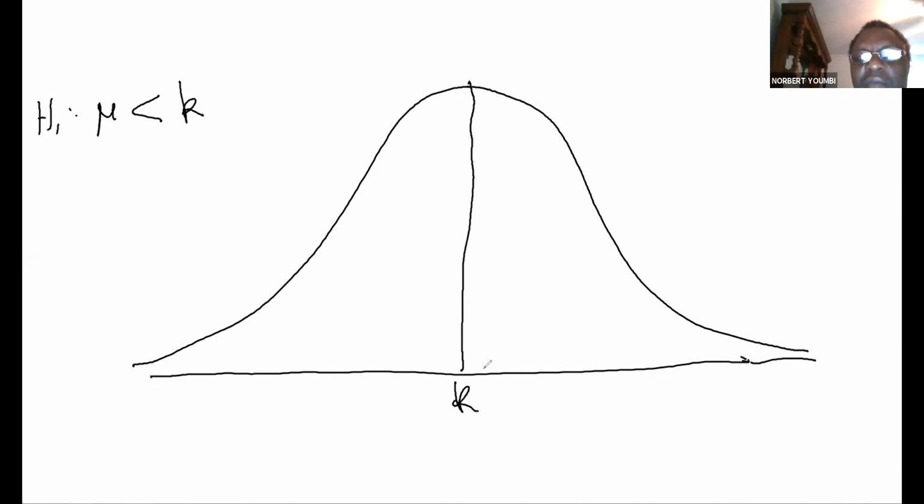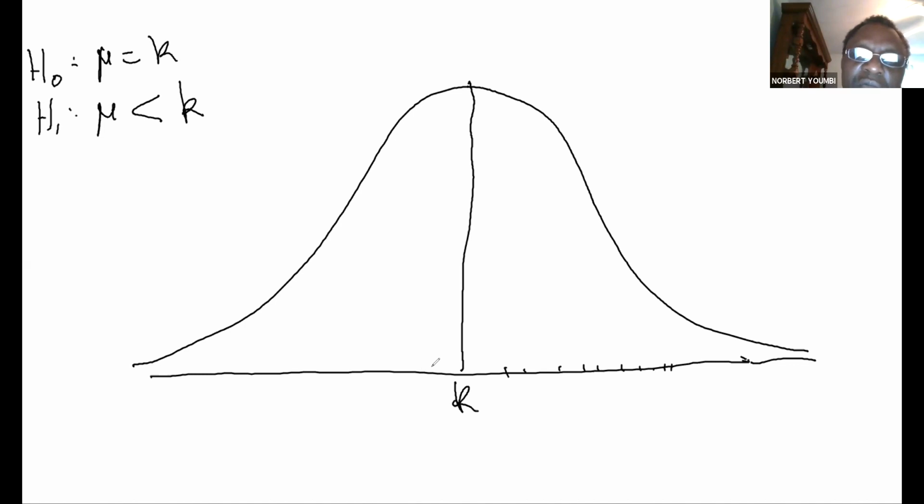So if we take our sample and the mean is to the right of K, then it is consistent with the null hypothesis, which is that the mean is greater than or equal to K. Even though we write it equal to K, we understand from the alternative hypothesis that we mean mu is greater than or equal to K. So if the sample mean is to the right side of K, anywhere here, we will say that it is consistent, so we do not reject the null hypothesis.